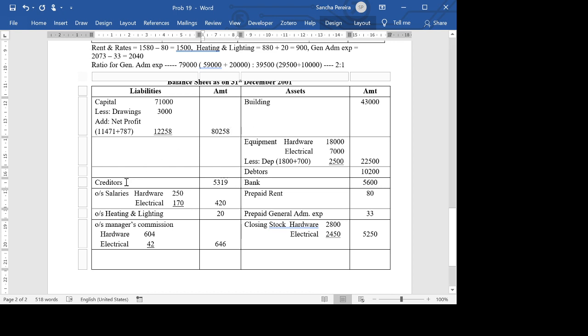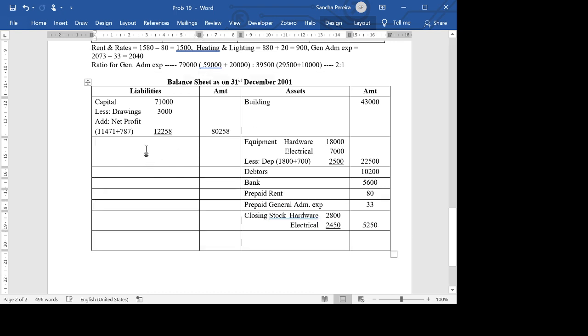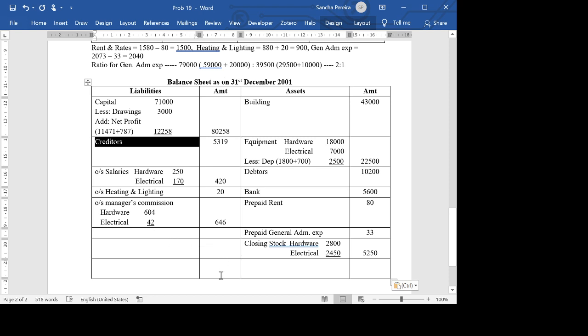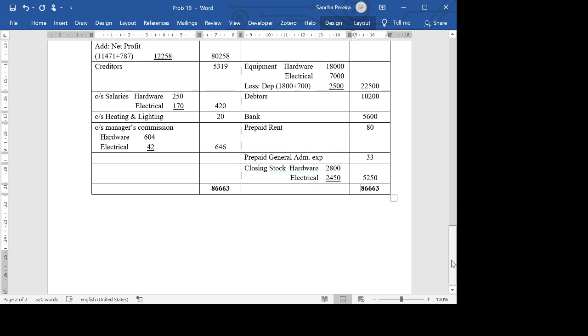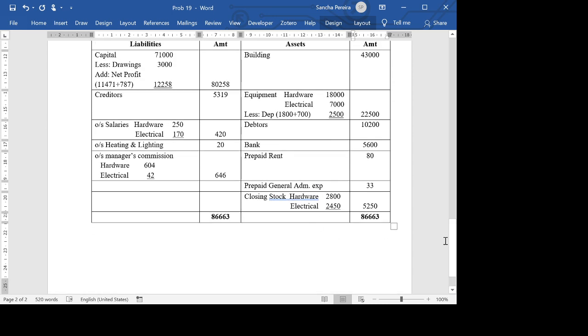Just take this a little higher. And then the balance sheet total, I think the balance sheet tallies, it will be 86,663. Okay, so that's the balance sheet total. So this is how problem 19 is done.